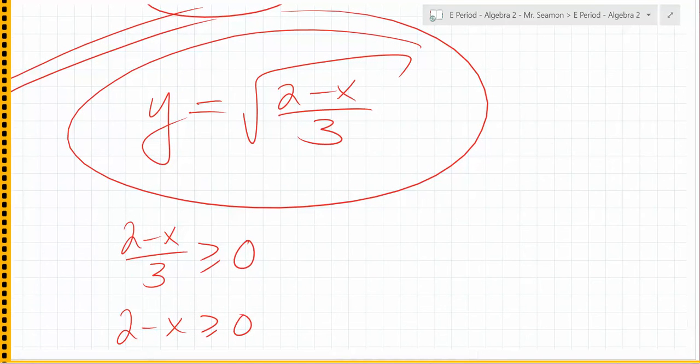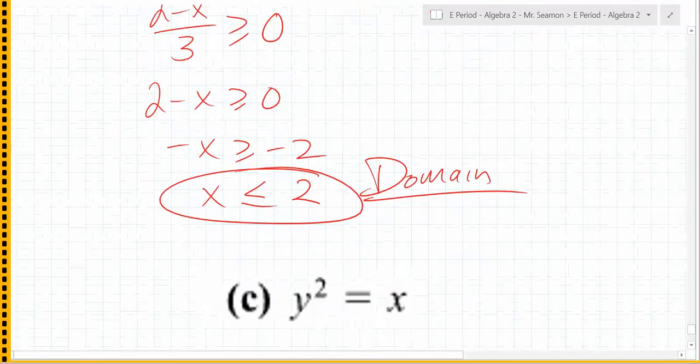I will tell you, finding the range is very different. We're not going to find the range on that one. No, not on that kind of function.